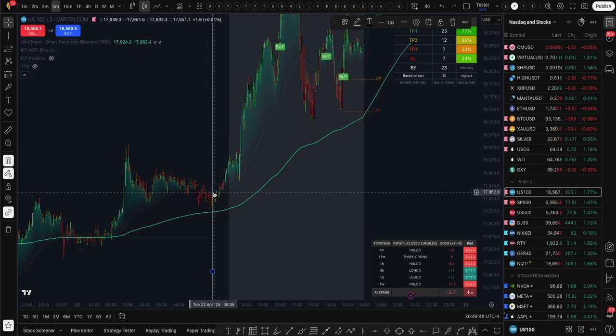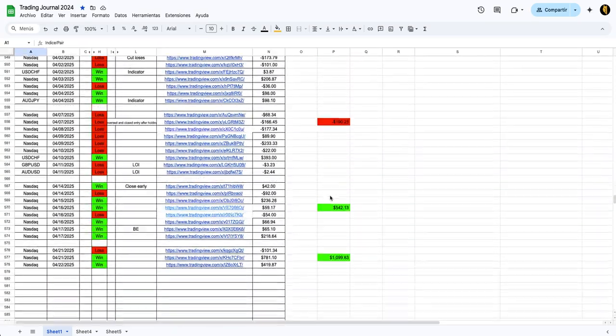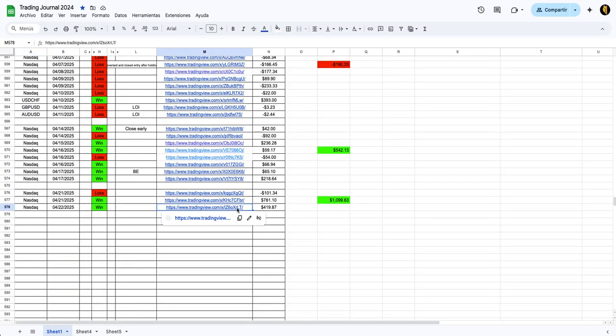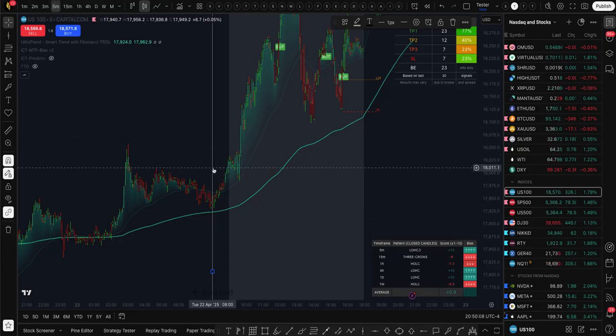So I bought actually right here, placed my stop loss, and I hit this target. Let me show you. This trade right here, that was my trade. But this is based on ICT, as I'm saying, right? This is what I'm trading with my students.